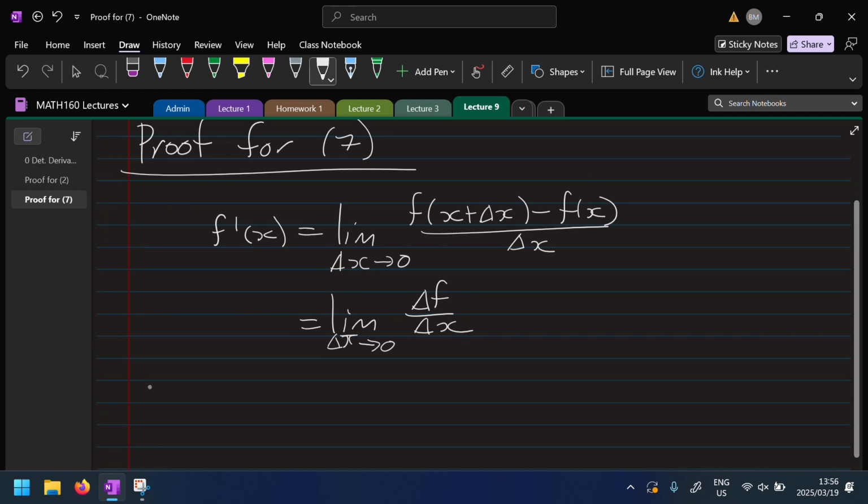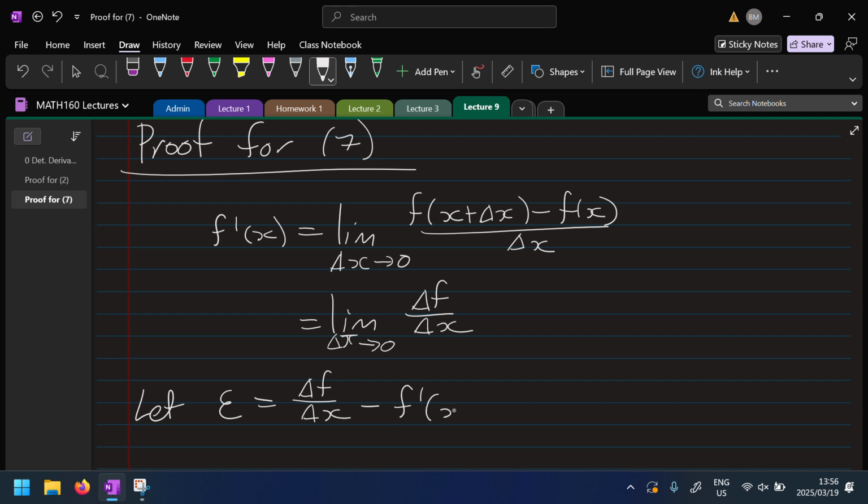Now we're going to define something called epsilon. So epsilon is equal to delta f over delta x minus f prime of x. I'm defining this Greek letter epsilon. You know your Greek letters? Learn your Greek letters. It's like E, but in Greek. So epsilon is this difference here without the limit. I'm just taking delta f over delta x minus f prime, no limit.